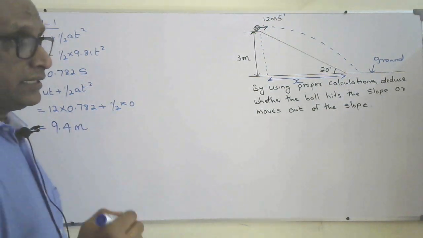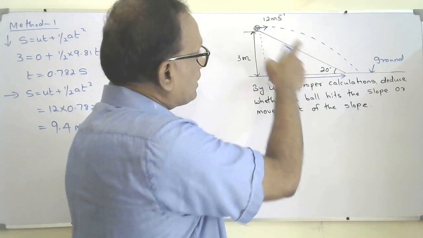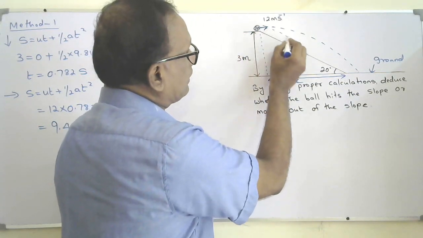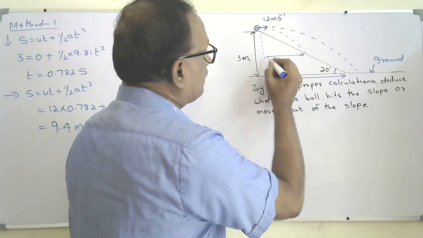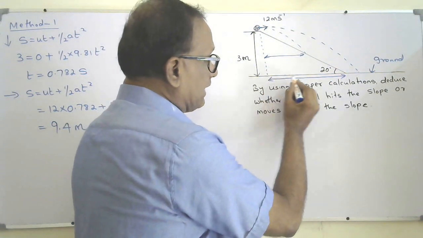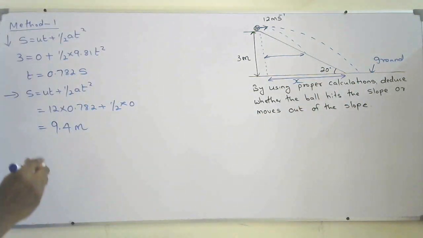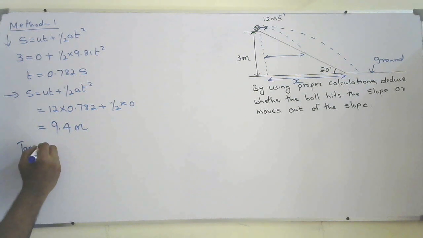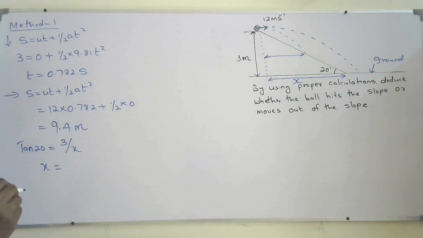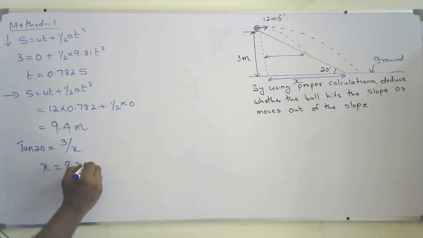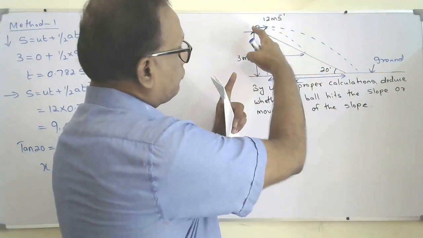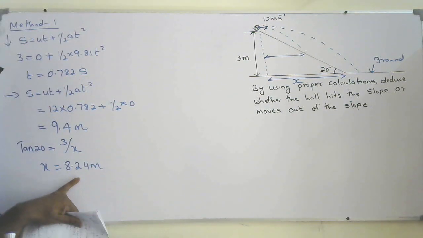Now, if the ball is hitting the slope, then its horizontal displacement for this particular velocity should be smaller than this length x. I will find the length x, so tan 20 will be equal to 3 over x. Find the x, that will be equal to 8.24 meters. So that means the actual horizontal length of the slope is 8.24 meters.